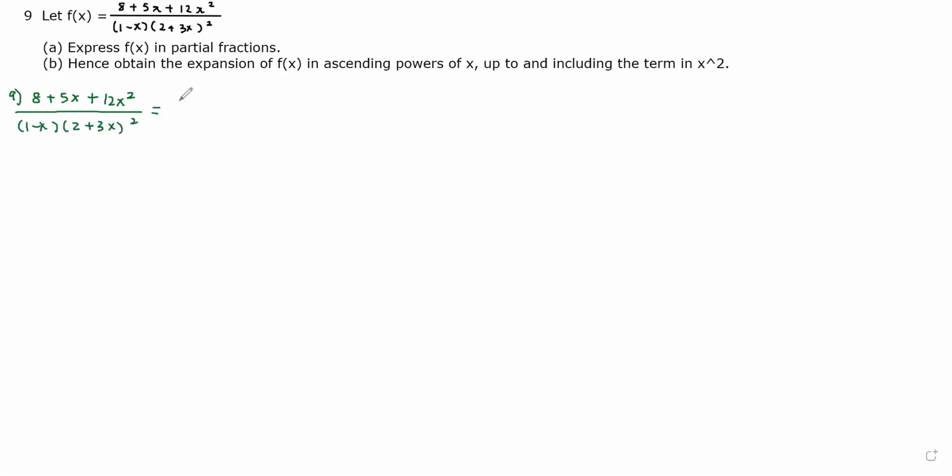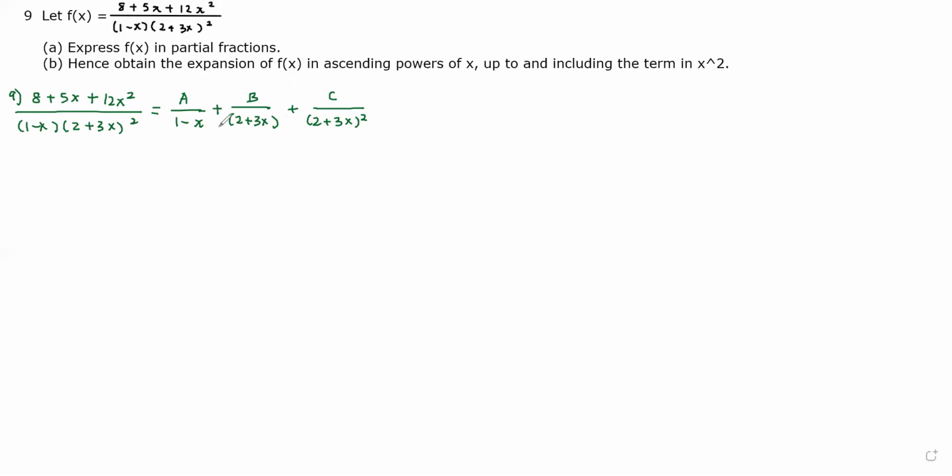We can decompose this into A over 1 minus x. Since the denominator is linear, the numerator must be a constant. For the second term, we have B over 2 plus 3x, and the last one, we have C over (2 plus 3x) squared. This is a repeated linear factor, so the numerator must be a constant.